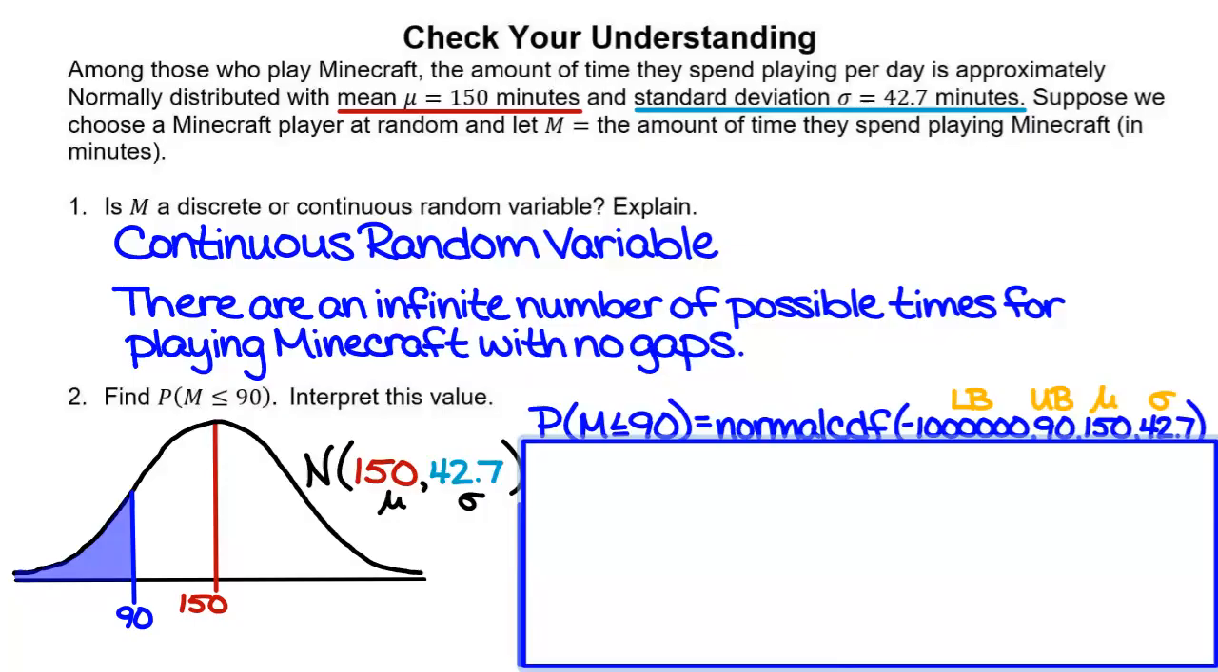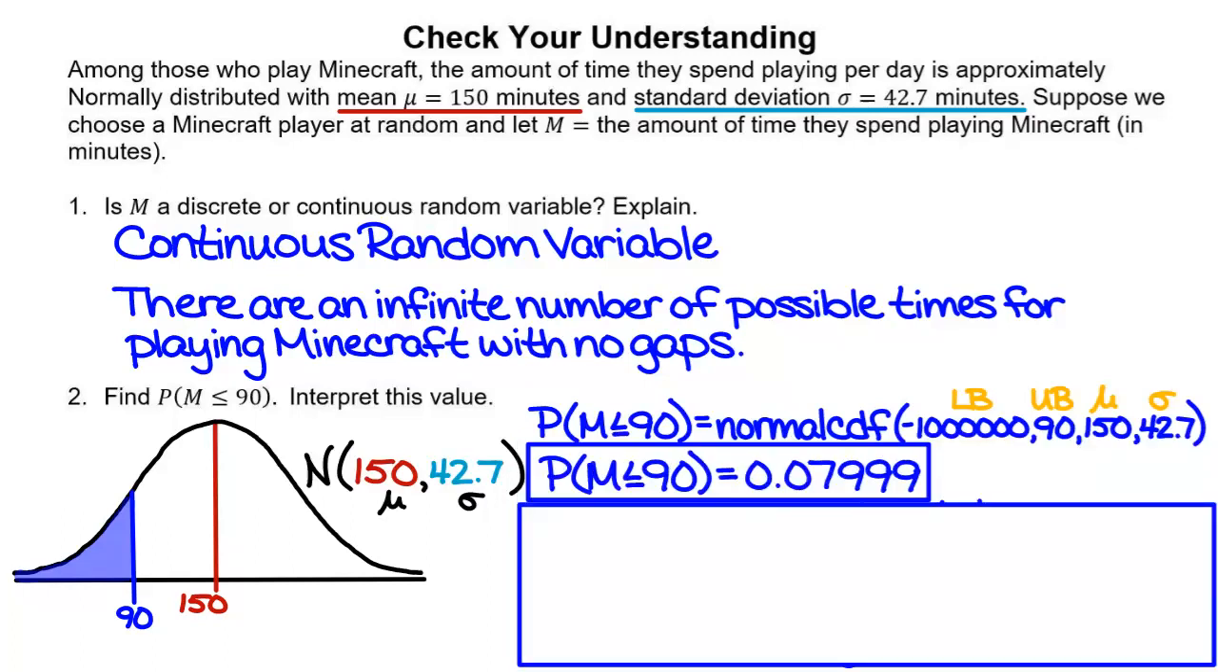Popping that in your calculator, you get approximately what? 0.07999. If you rounded that to 0.08, I would accept that because it's like 0.99989 something. Now, what does that mean? What did we just find with that 0.07999?